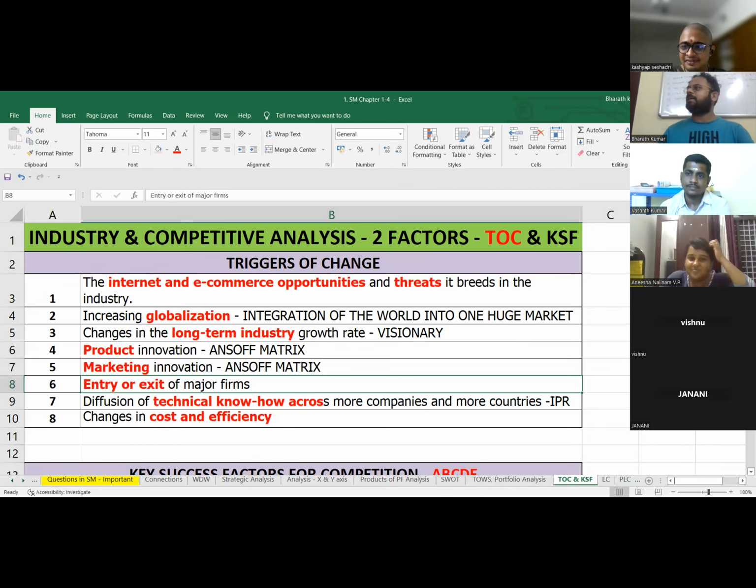Now that's what they are saying, triggers of change. It will have an enormous amount of change. You will not know how it will work out. So they say vision. So changes in long-term industry growth rate is called vision. So hyphen right vision.